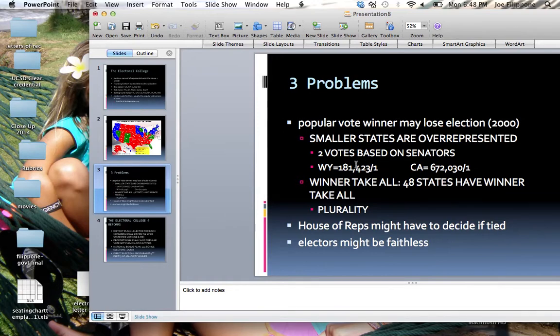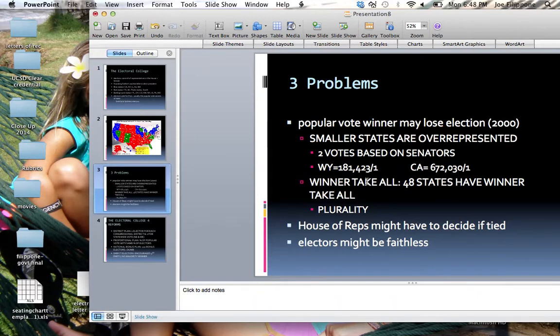So really, 1 electoral vote in Wyoming, the ratio is 181,423 people to 1. Okay, in California it's 672,030 to 1. So basically, a lot of the smaller states are overrepresented in the Electoral College.